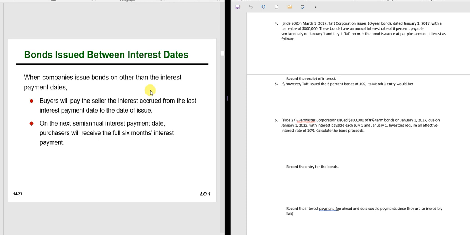Let's say the interest for the whole six-month period was $100. If I own it for half the time and you own it for half the time, you're going to get all $100 because you're going to send in the coupon. So I add my $50 to the selling price of the bonds. The buyers will pay the seller the interest accrued from the last interest date to the date of issuance, and then they'll receive all the interest. In other words, the buyer pays for the interest they're going to get of the other person's.